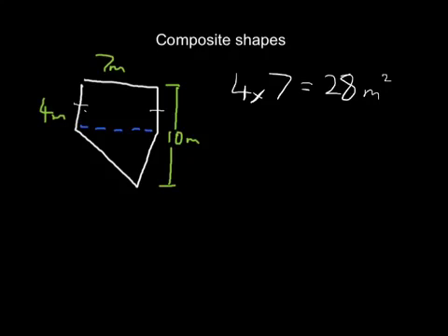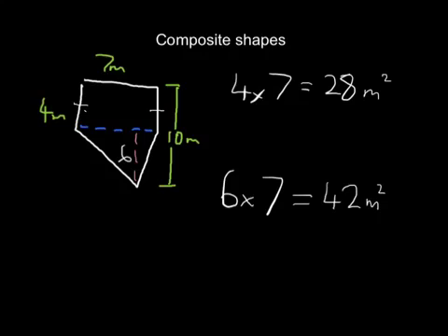And then I need to know the area for this triangle. So how do we figure out the area for a triangle? Well, we need to know the height. So the height is that distance there, and it's indicated to me that the total height of this shape is 10 meters. So 4 of those meters are taken up with this side. So I can assume that this length is going to be 6 meters. The base of the triangle is going to be the same as this length up here, so it's going to be 7. So I'm going to end up having 6 times 7. And that equals 42 meters squared.